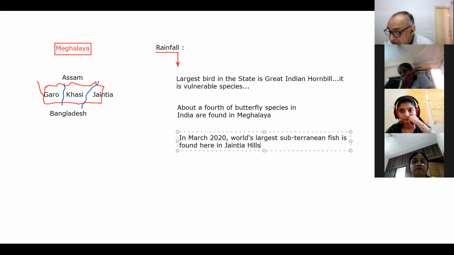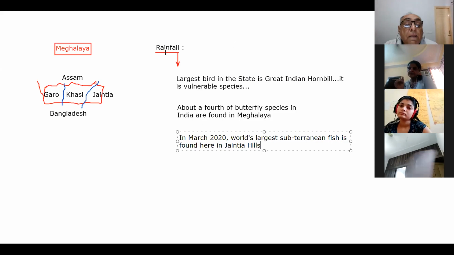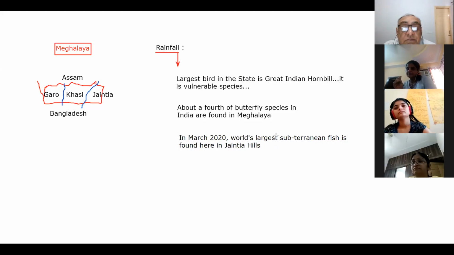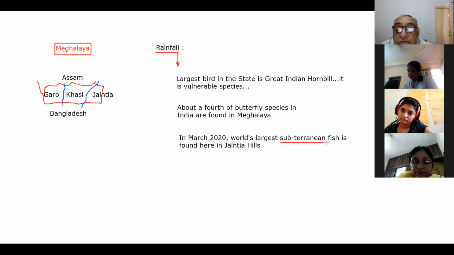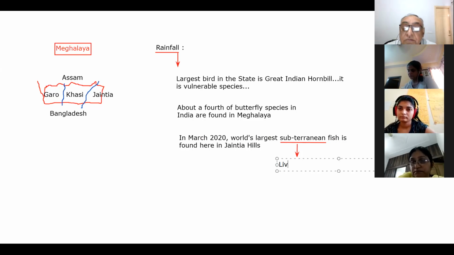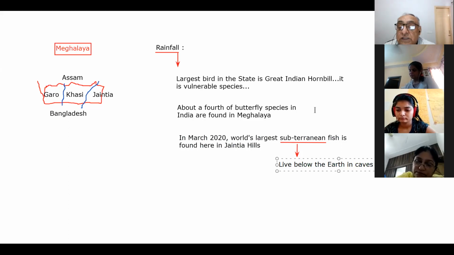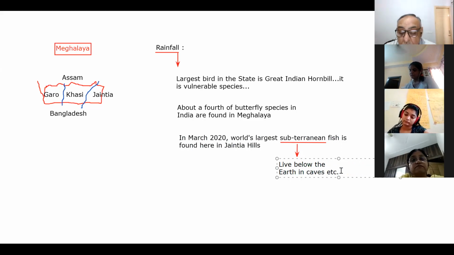As far as subterranean fish are concerned, subterranean means the fish which live below the earth. Mostly these live in caves. So these are the cave fishes. These are the fish that live below the earth in caves, in caverns, right? Caves, etc.